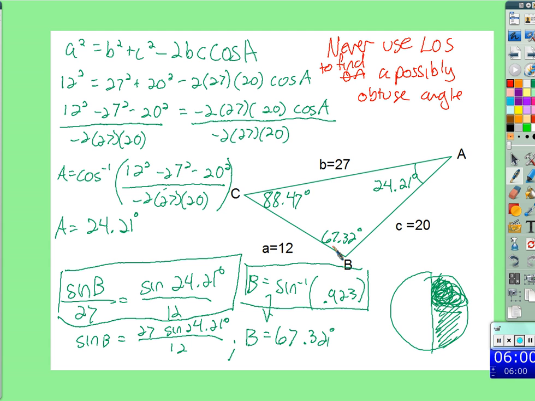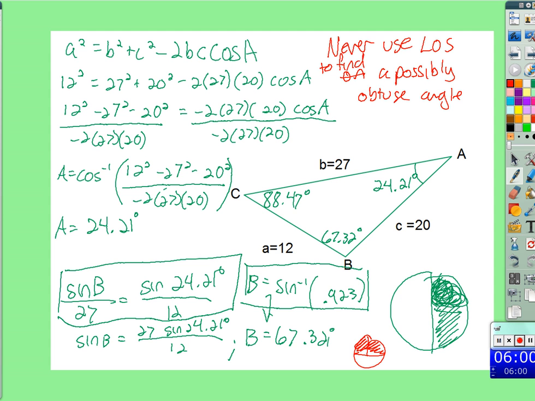So as a general rule, that'll always save you. Never use the law of sines to solve for a possibly obtuse angle. Another way to avoid that would be, at the very beginning, instead of solving for A, I could have solved for B. With the law of cosines, when I take the inverse cosine to find A, remember the inverse cosine comes from these angles. Well, that includes from 0 to 90 and all the obtuse angles. So that would work too. Okay. So use law of cosines to find possibly obtuse angles. That's another way to look at it.